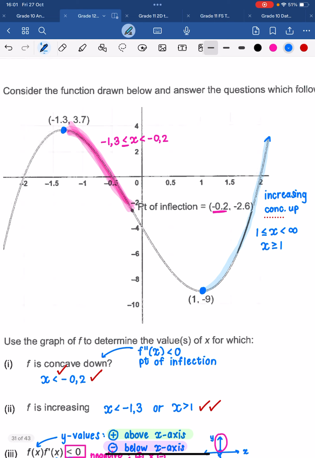Oh, guys, the point of inflection I also have to include. Remember what happens at the point of inflection? The second derivative is equal to 0. That is so important, guys. It's good that we've picked up on that now. That also needs to be included, okay?